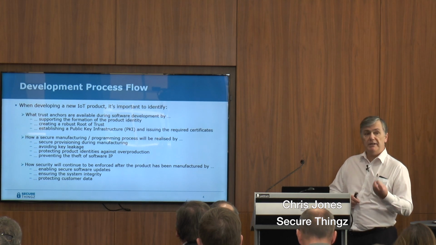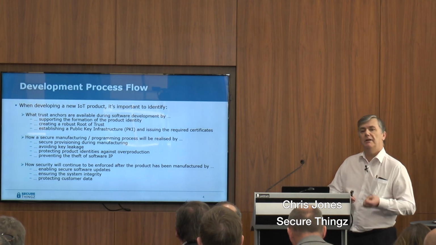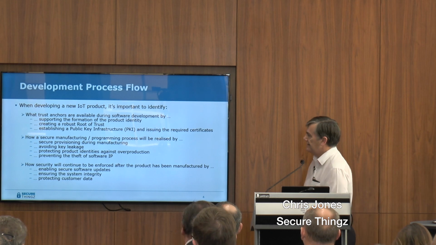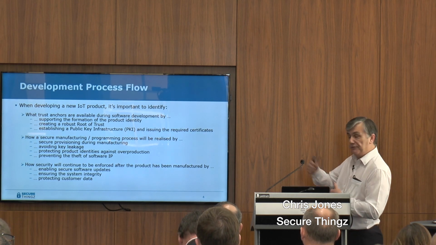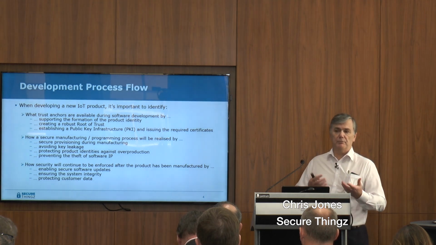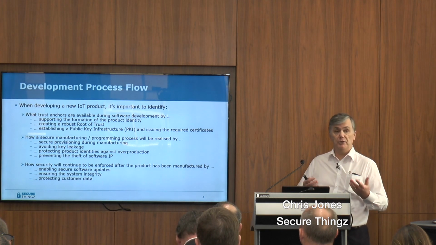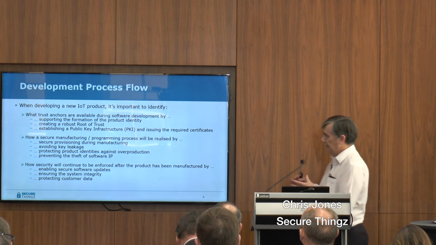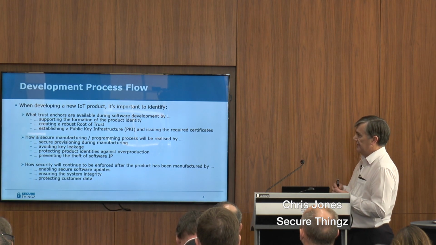What do I need to create this true identity, that I can completely trust throughout the rest of the chain? And then, of course, that links in very closely with some sort of public key infrastructure that you want to implement in your product. And that's basically the design side of it.